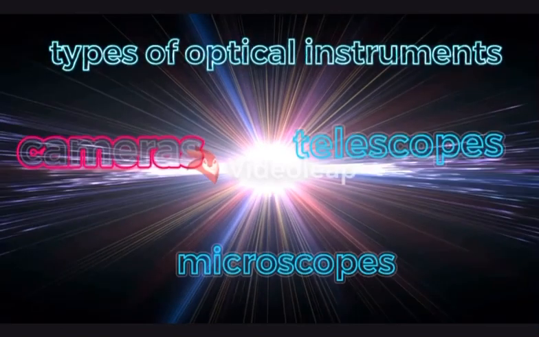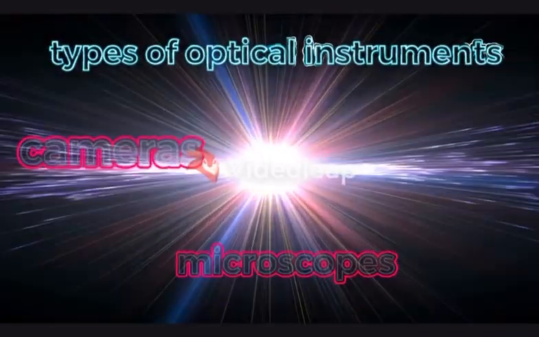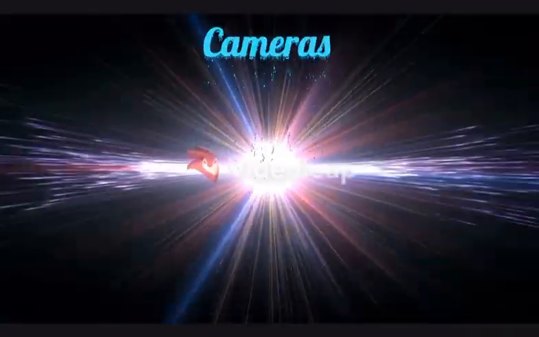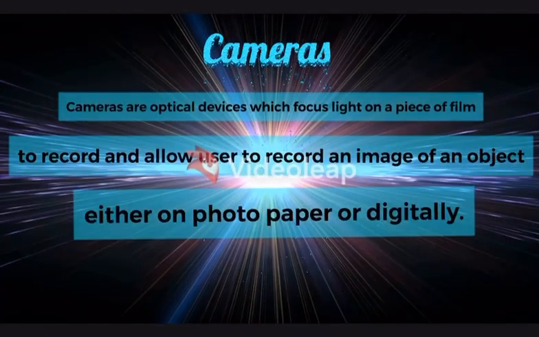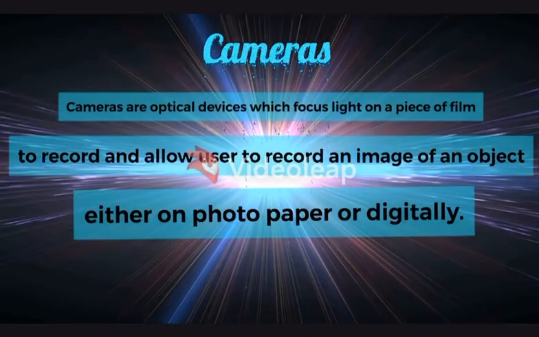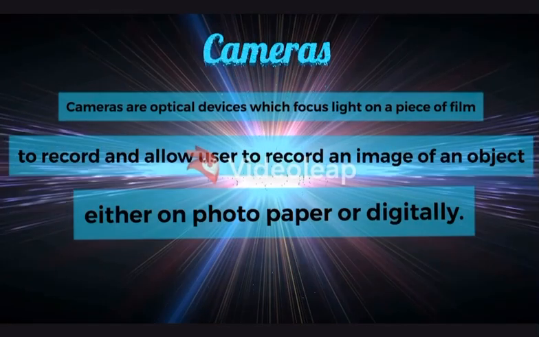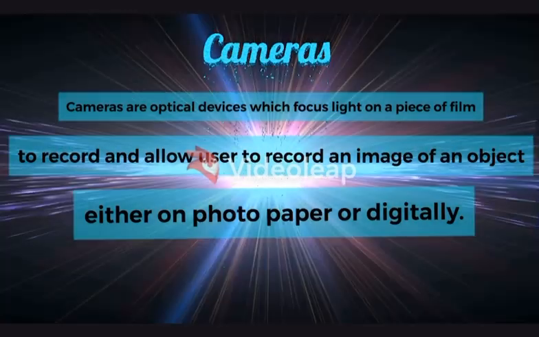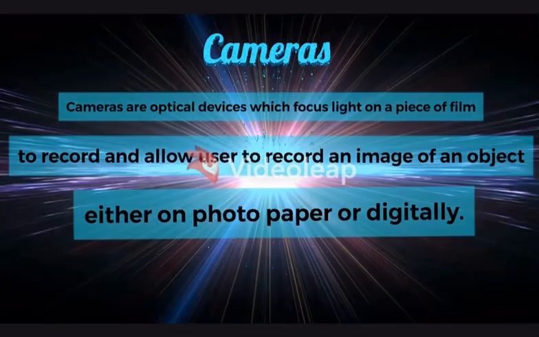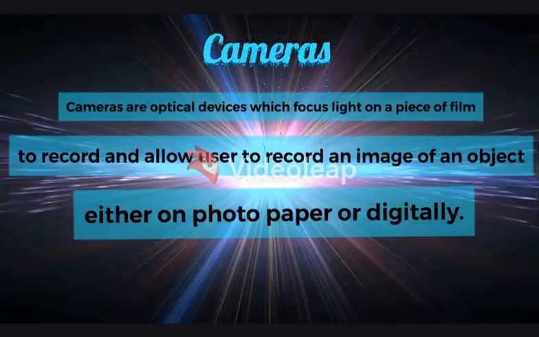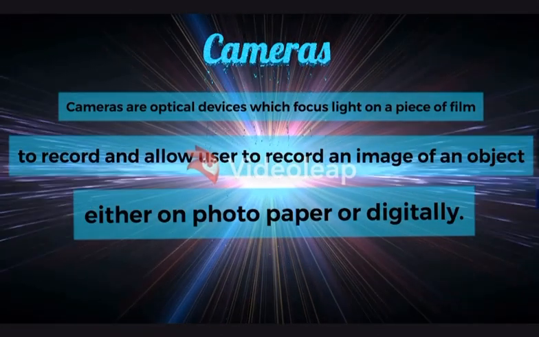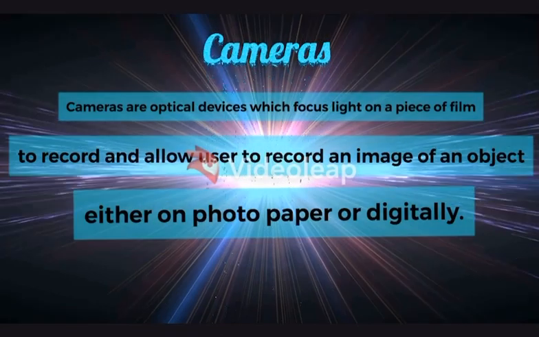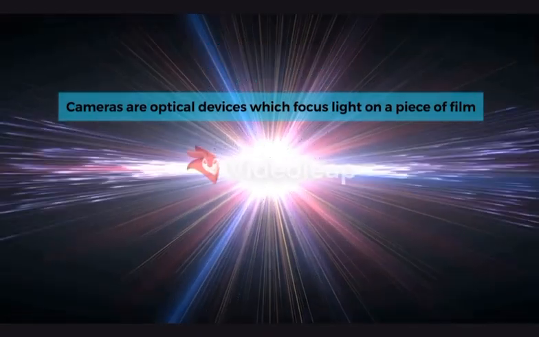We have cameras, telescopes, and microscopes. Let's take a look at cameras. Cameras are optical devices which focus light on a piece of film to allow the user to record an image of an object, either on photo paper or digitally. All cameras form images in the same basic way. And if you're wondering which lens is used in a camera, convex lenses.